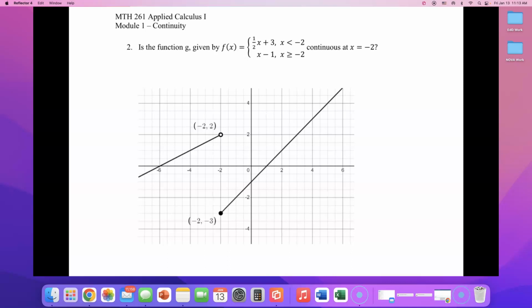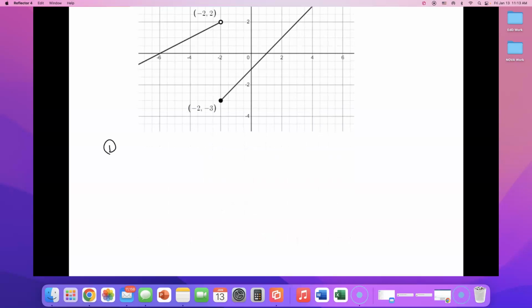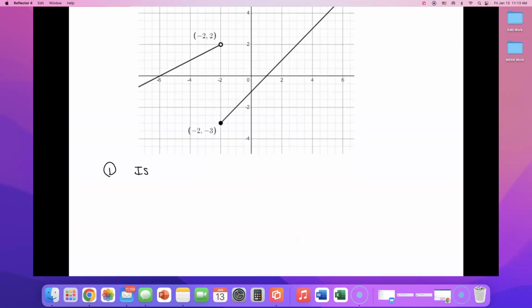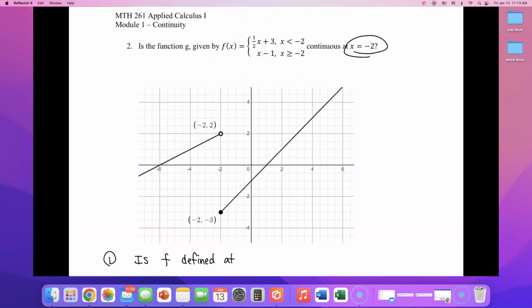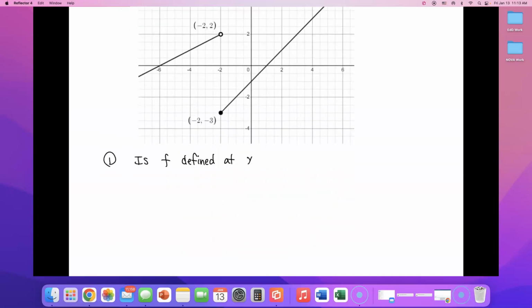So this function is obviously not continuous at x equals -2, but how do we prove that using the definition of continuity? In order to do that, we're going to do this in 3 steps. Number 1 is, what's the name of this function? f. Is f defined at the given value x equals -2? If it is, we're going to find out what that value is.